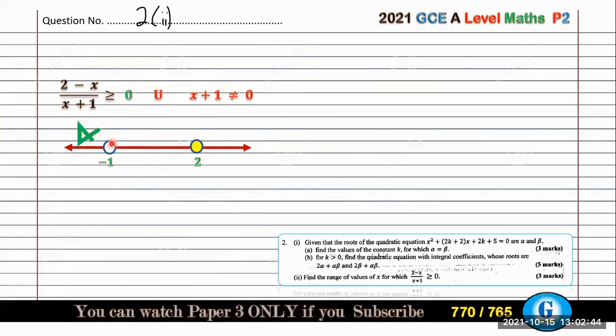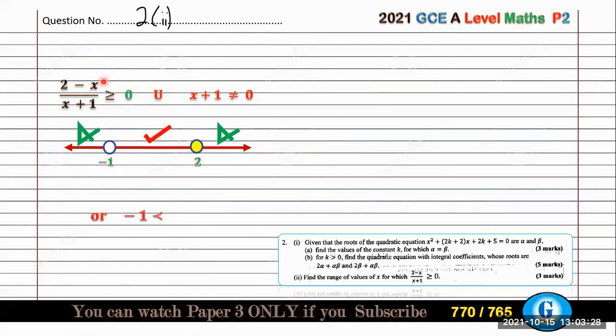Now let's test this region in between -1 and 2. Take any number between -1 and 2, for example, 0, and test here. We have 2 minus 0 is 2. So numerator is positive, but denominator 0 plus 1 is 1. Denominator is also positive. Positive divided by positive is positive. Is a positive number greater than or equal to 0? Yes. This means this middle region is the correct or the satisfying region. Take any number above 2 and also test. For example, 3. 2 minus 3 is negative with the numerator, and 3 plus 1 is 4, positive with the denominator. Negative divided by positive is negative. Is a negative number greater than or equal to 0? No. It means that the region above 2 is the wrong region.